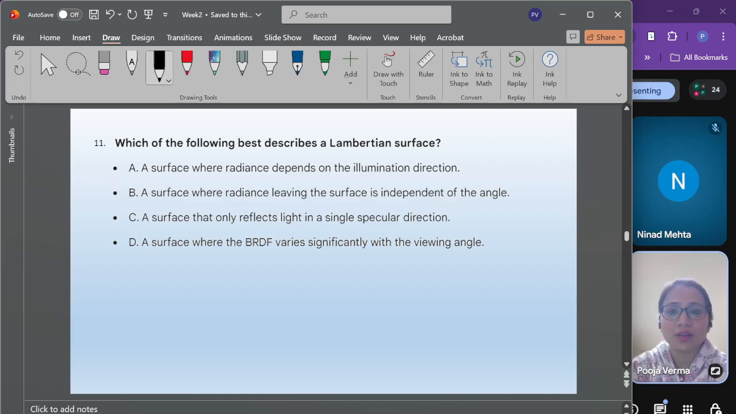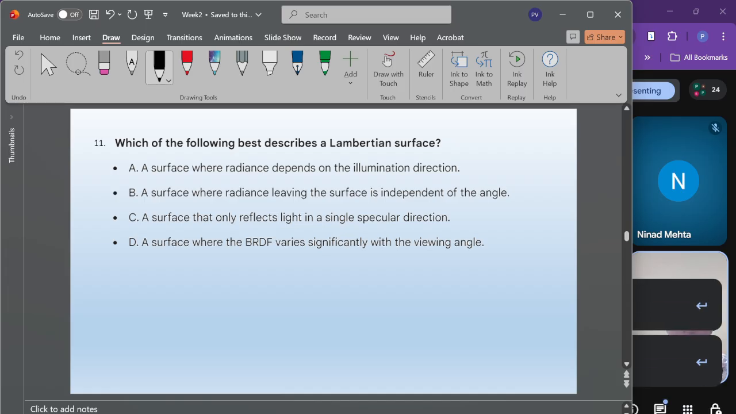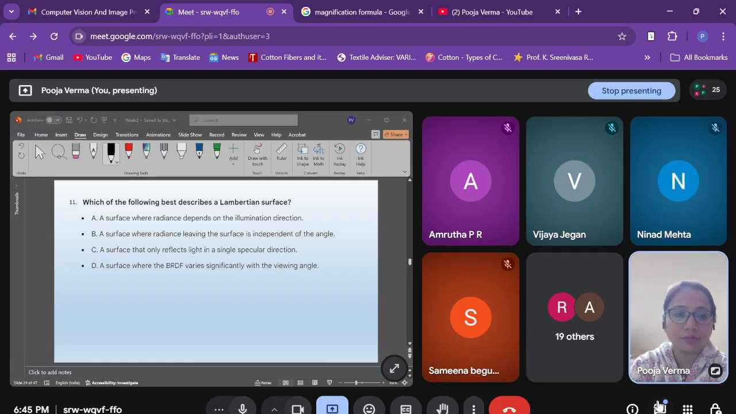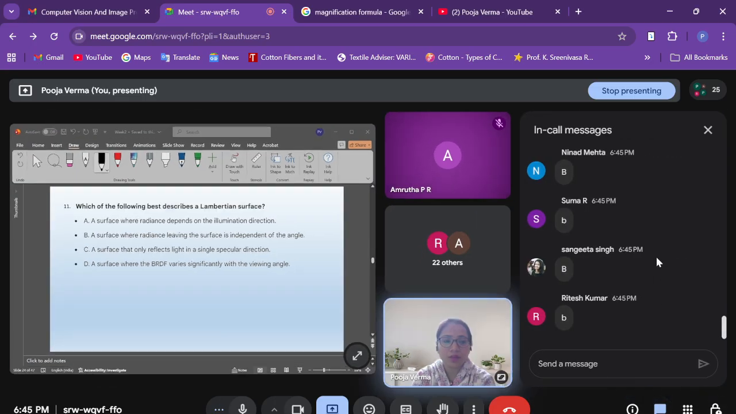Which of the following best describes the Lambertian surface? Option A, a surface where radiance depends on the illumination direction. Option B, a surface where radiance leaving the surface is independent of the angle. Or option C is a surface that only reflects light in a single specular direction. Or option D is a surface where BRDF varies significantly with the viewing angle. Okay, most of you are giving the answer B.